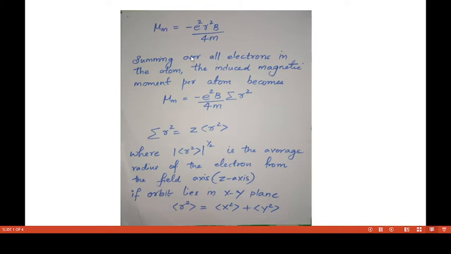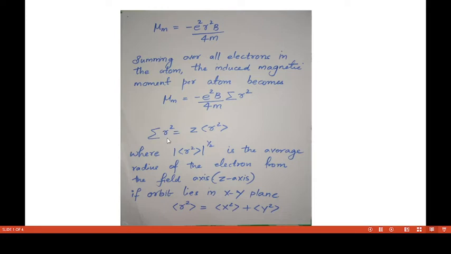Now for the whole atom we have to sum this term for all of the electrons. For all the electrons, e, B and m are constants. The only difference is r. So we sum it over all the r values, and we get the induced magnetic moment per atom. This term was for a single electron, and now we will get the induced magnetic moment per atom, which is minus e square B upon 4m in summation r square.